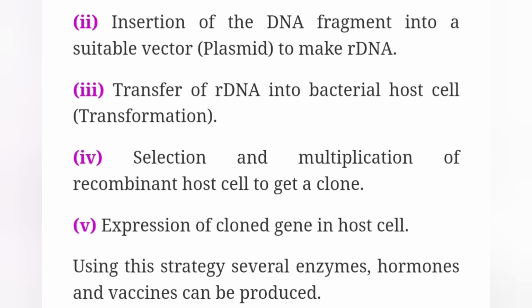Second point, insertion of the DNA fragment into a suitable vector, plasmid, to make rDNA. Third point, transfer of rDNA into bacterial host cell, transformation. Fourth point, selection and multiplication of a recombinant host cell to get a clone. Fifth point, expression of cloned gene in host cell. Using this strategy, several enzymes, hormones, and vaccines can be produced.